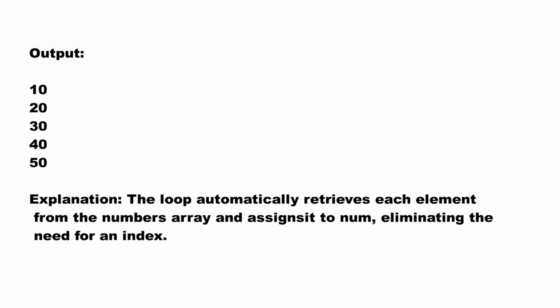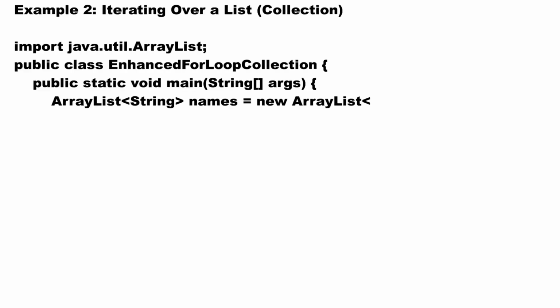Explanation: the loop automatically retrieves each element from the numbers array and assigns it to num, eliminating the need for an index. The next example we are going to look into is iterating over a list or collection.